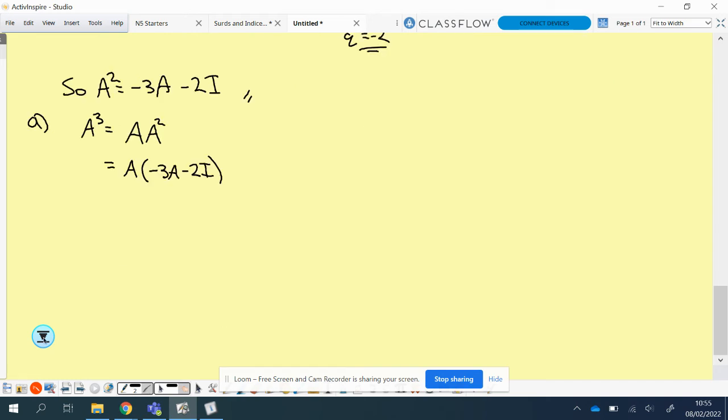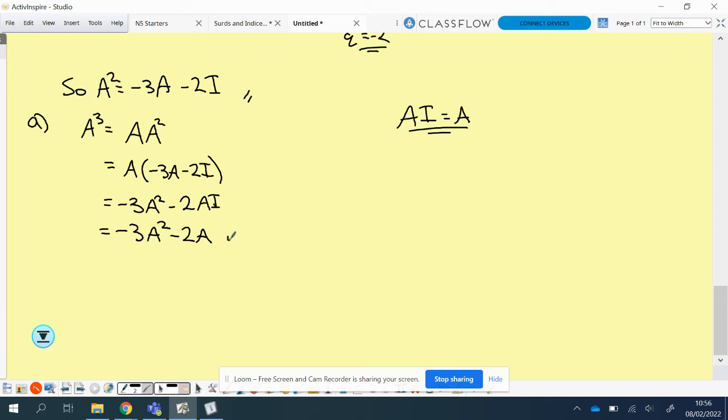So if I multiply this out, that would give me negative 3 lots of A squared minus 2 lots of A times I. But we know from the identity matrix that A times I just gives me back my matrix A. So I can simplify that down to negative 3A squared minus 2 lots of A.